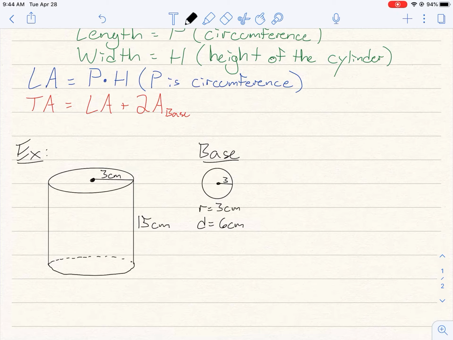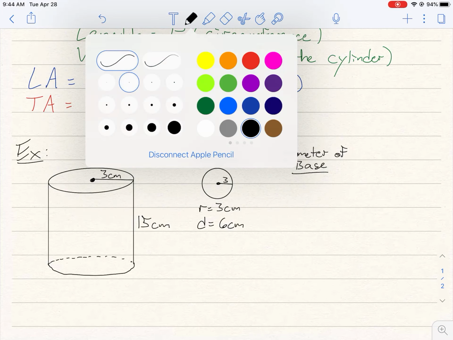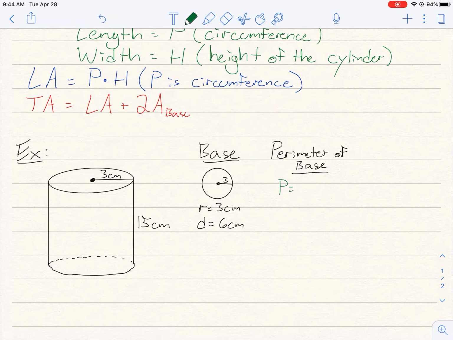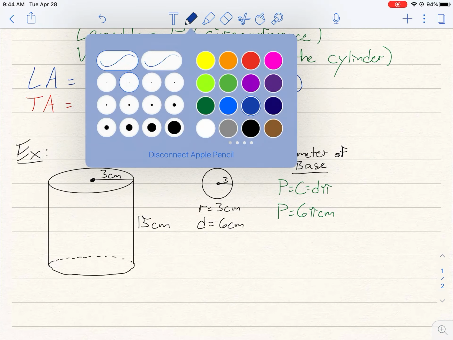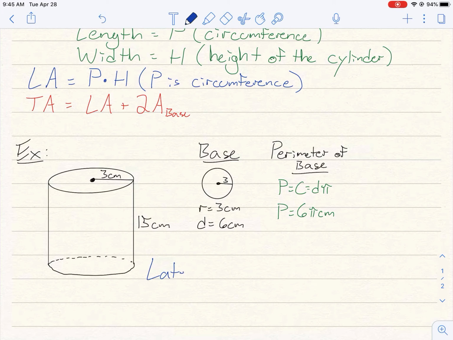Now, after you identify what the base is, you have to determine the perimeter. The perimeter of the base, that is P, which is circumference, which is diameter times pi. So the perimeter of my base is 6 pi centimeters. That's enough information to do lateral area.